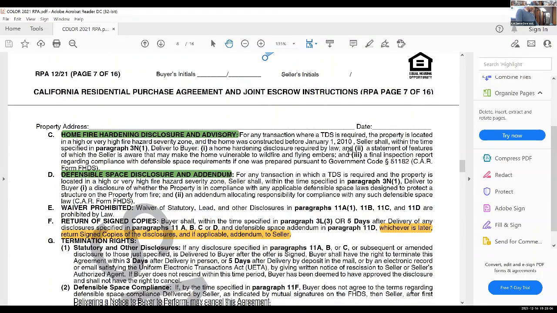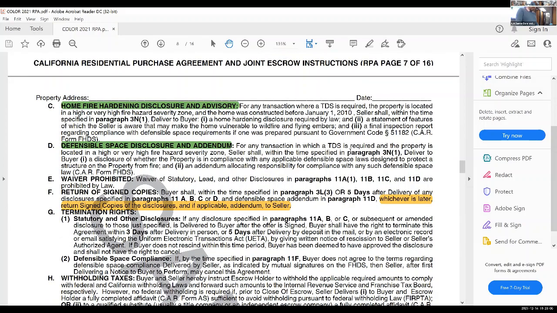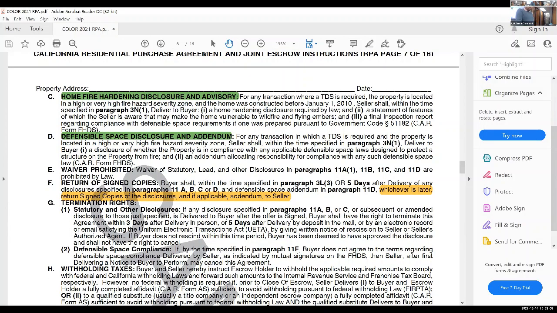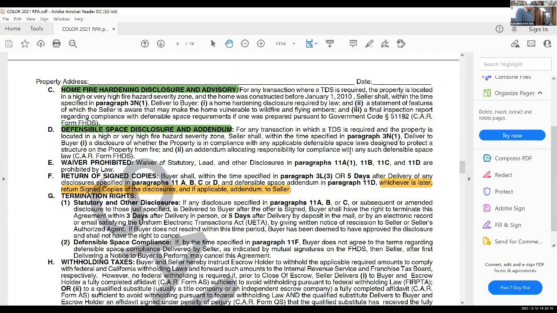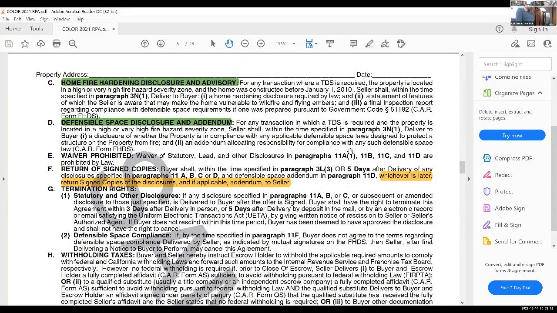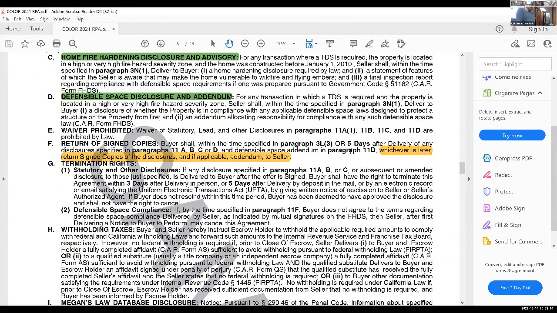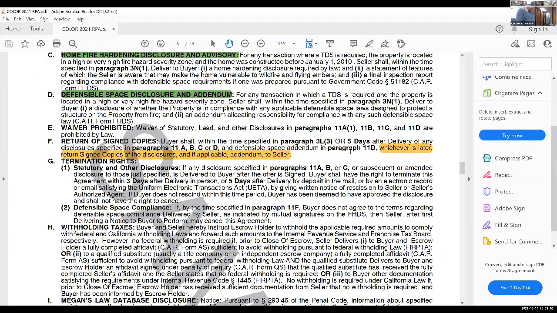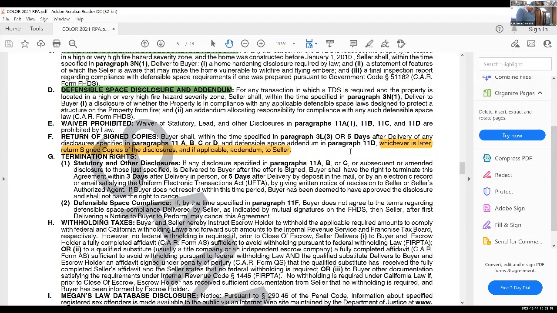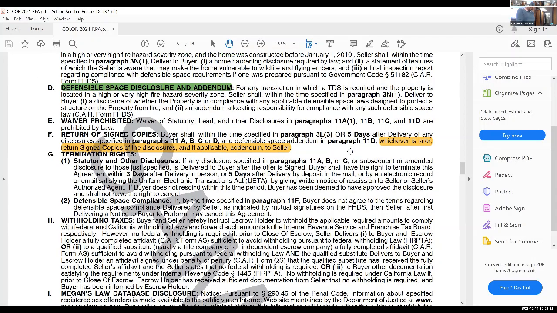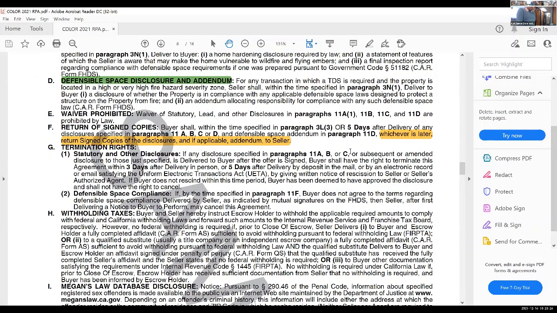All right, the fire hardening disclosure and advisory lets people know how to properly prepare their home. Some guidelines, at least. Defensible space disclosure and addendum. Again, also part of the process, making sure that the properties can survive or mitigate fire as best we can.